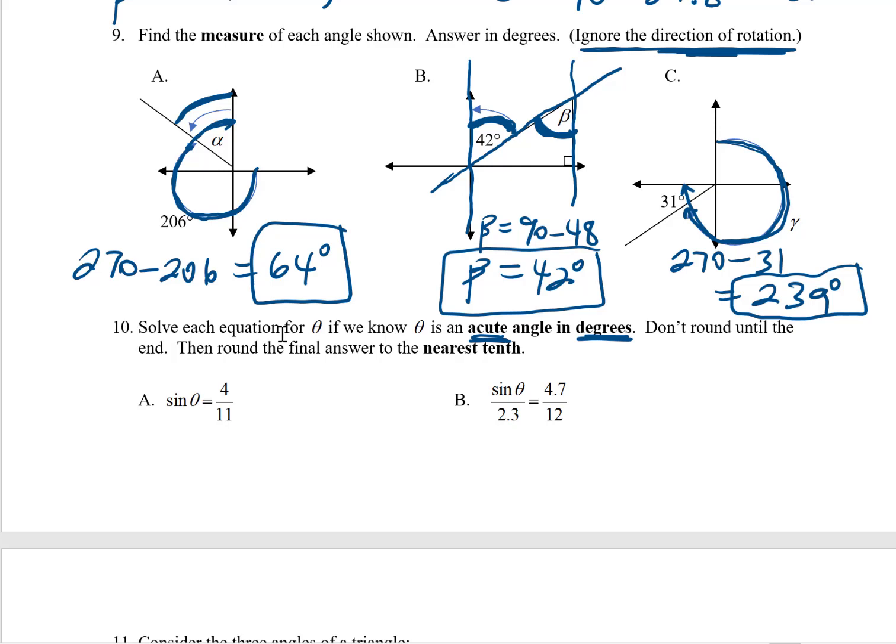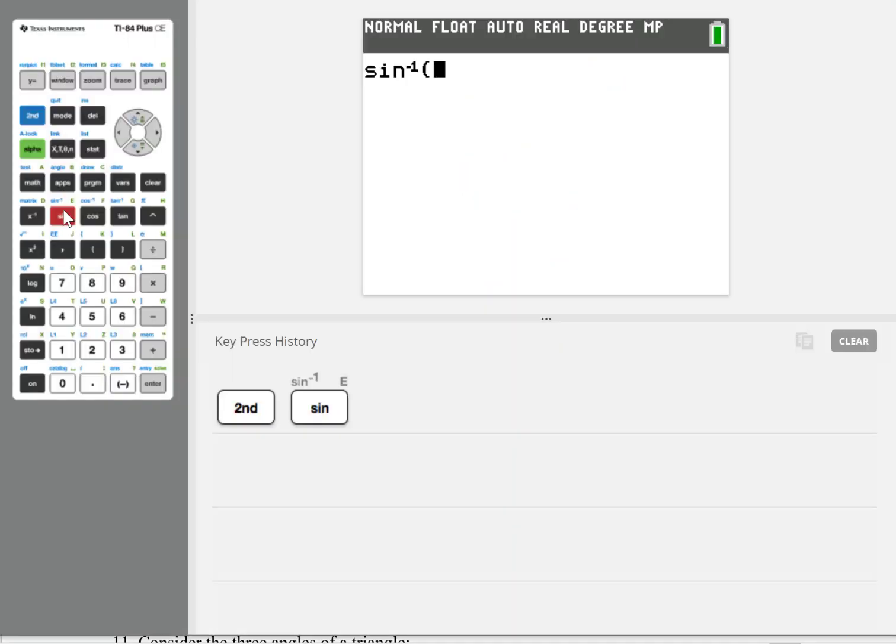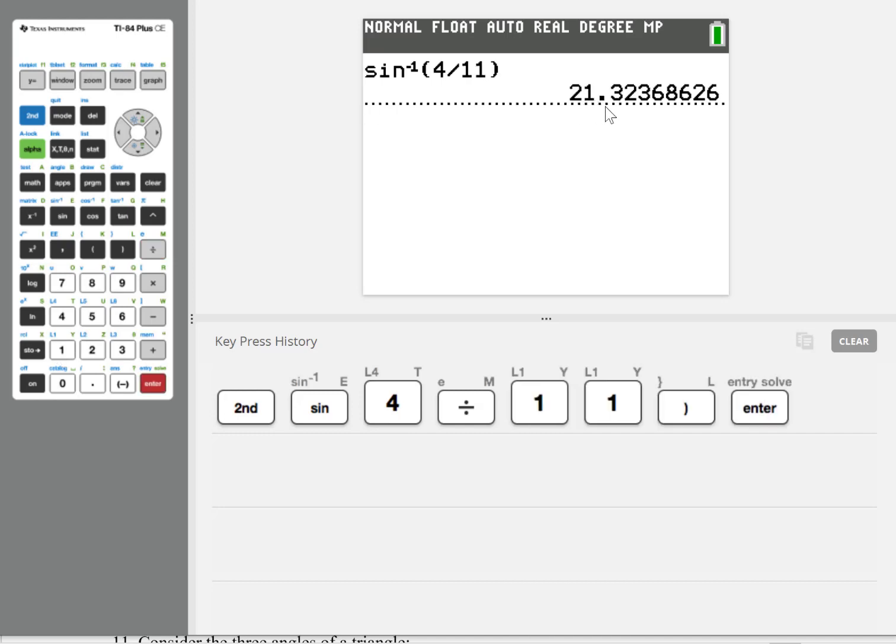Well, in part A, there's nothing really to do except go to the calculator. I know I'm in the first quadrant, which means I can find theta using the inverse sine function. Just take inverse sine of 4/11 and you're done. Sine inverse of 4/11 comes out to be 21.3 degrees.